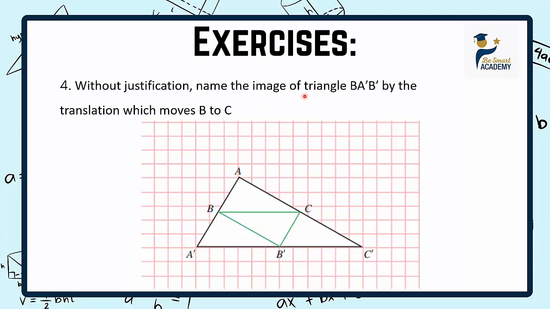We have to name the image of triangle B, A prime, B prime by the translation which moves B to C. So the translation is from B to C. Start at B and end at C. The triangle B, A prime, B prime has to be translated through this translation T. So this triangle would move till it reaches the end of the translation. Notice that B becomes C, A prime becomes B prime, and B prime becomes C prime, for the triangle to be C, B prime, C prime. So the translated image is C, B prime, C prime.